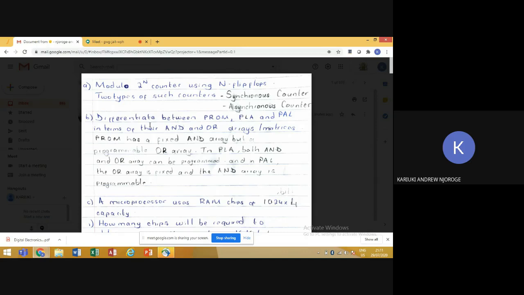So to question 1A, how is it possible to make a modulo 2 power n counter using n flip-flops? This question is basically asking the process of making a counter from flip-flops.